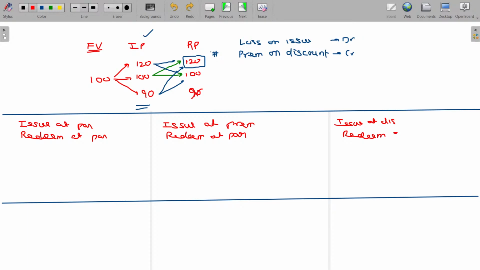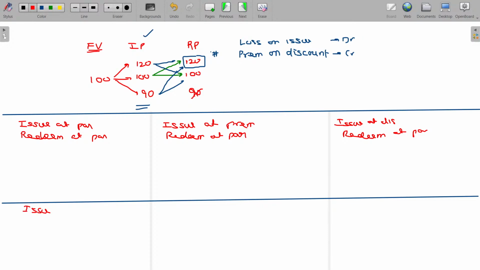Redeem at par. This is the first scenario. Issue at par, redeem at par; issue at premium, redeem at par; issue at discount, redeem at par. This scenario is over. Clear? Now let's move on to the next scenario.